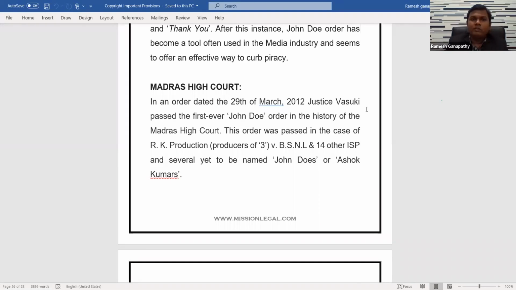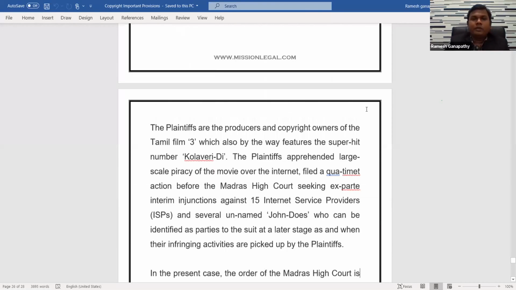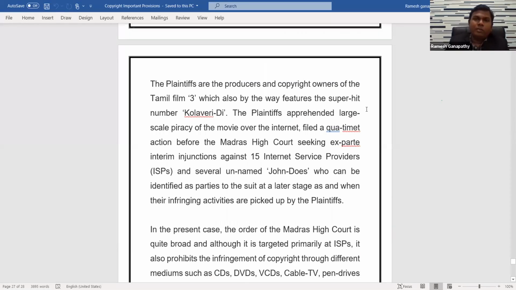The Madras High Court issued a John Doe order. This order was passed in the case of RK Production versus BSNL. Why this BSNL? Because BSNL is one of the top ISP. BSNL and 14 others ISP and several yet to be named John Doe's or Ashok Kumar's. The plaintiffs are producers and copyright owners of the Tamil film 3, which features the super hit number Kolaveri D. The plaintiffs apprehended large-scale piracy of the movie over the internet, and filed a quiet time injunction.